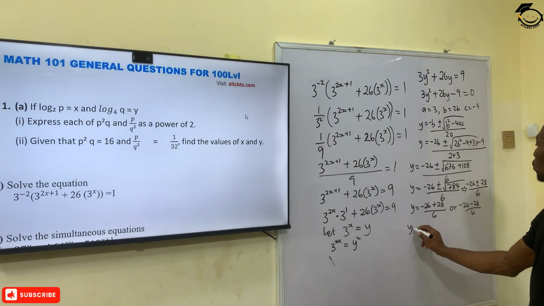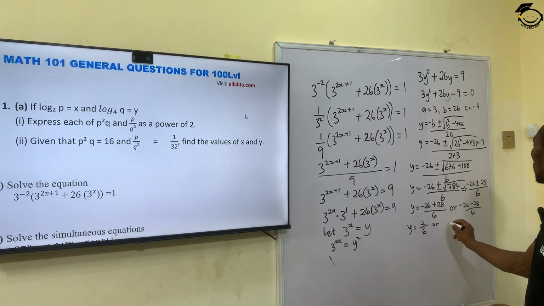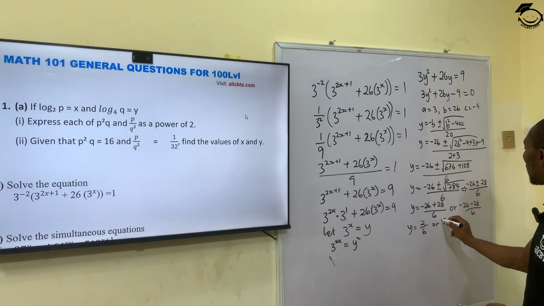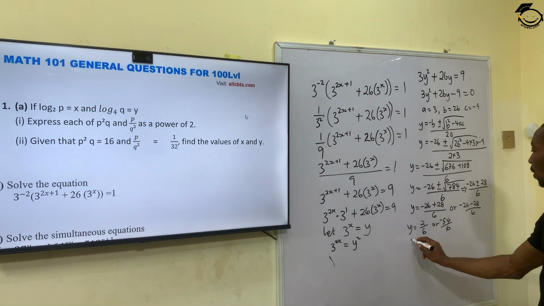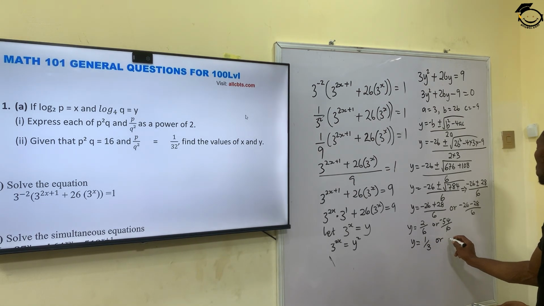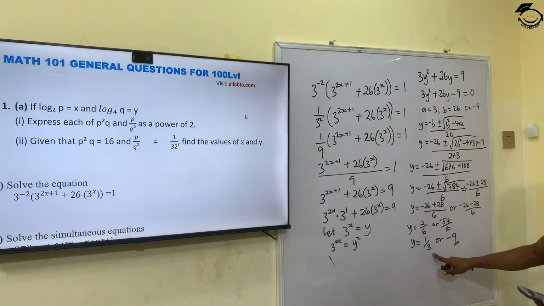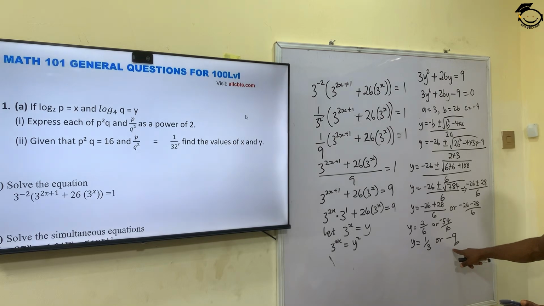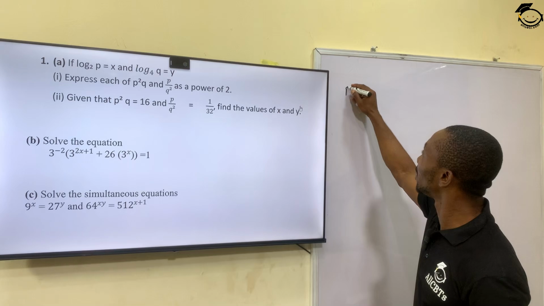So our y would be 2 over 6, or minus 54 over 6. Now, the value of our y would be 1 over 3 or minus 9. At this point, we have our value of y to be 1 over 3 or minus 9.